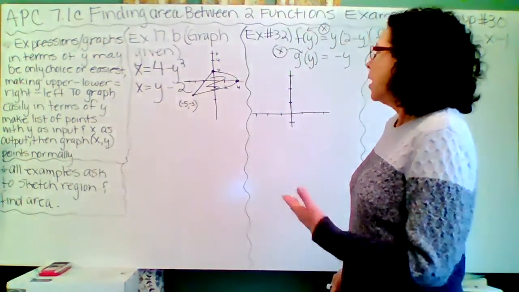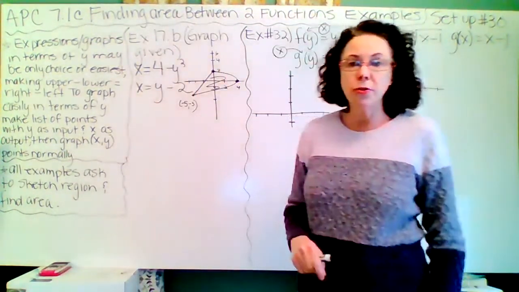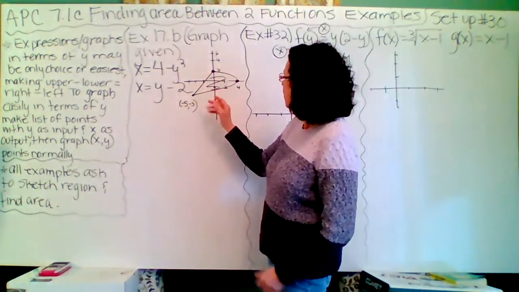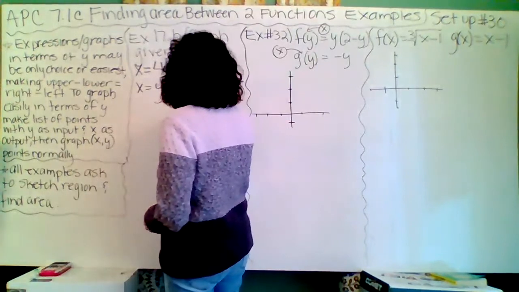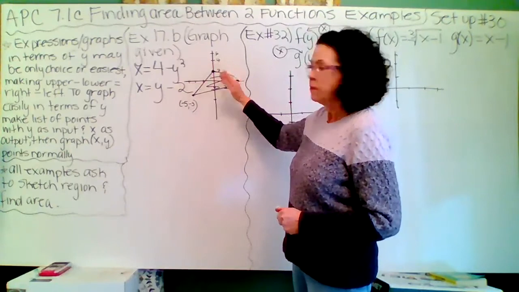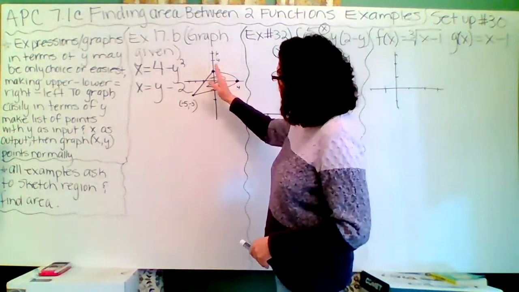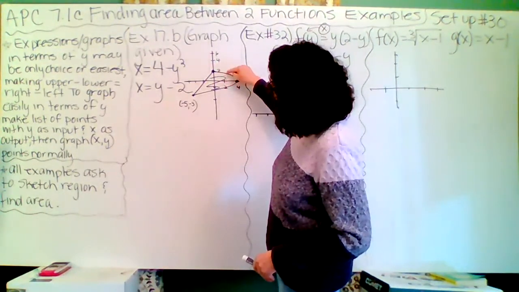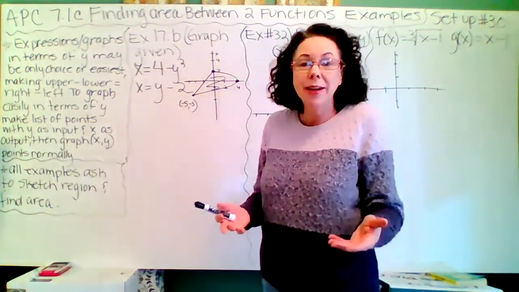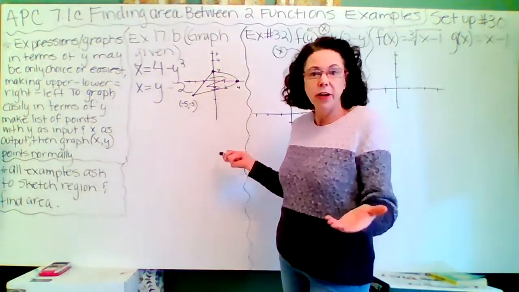Expressions or graphs in terms of y may be the only choice or the easiest, and here's what I mean. Notice if I asked you to find this area, as you go left to right, the upper function changes, right here at 0. Here's another problem. Look to the right of 0. Upper function minus lower function is the same function. It's a horizontal parabola. What are we going to do? We should still be able to find this area, right?